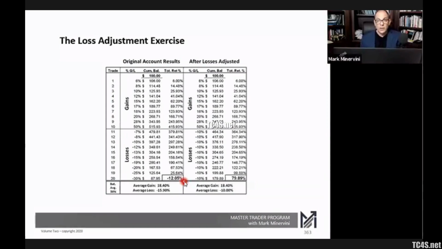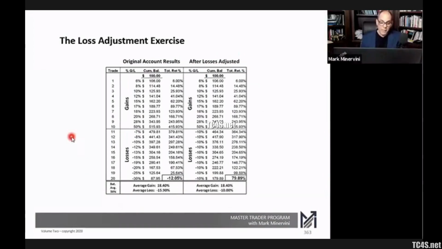I call this a loss adjustment exercise. You might get some very surprising results if you do this to your own trades, especially if you're a losing trader. If you're losing money, or you have a period where you're losing, you do this exercise and you might have a real eye opener.